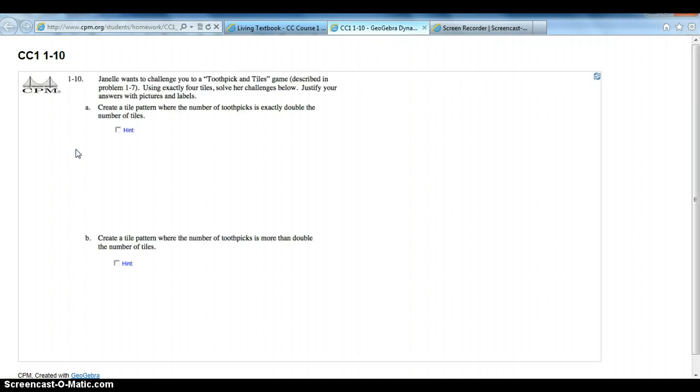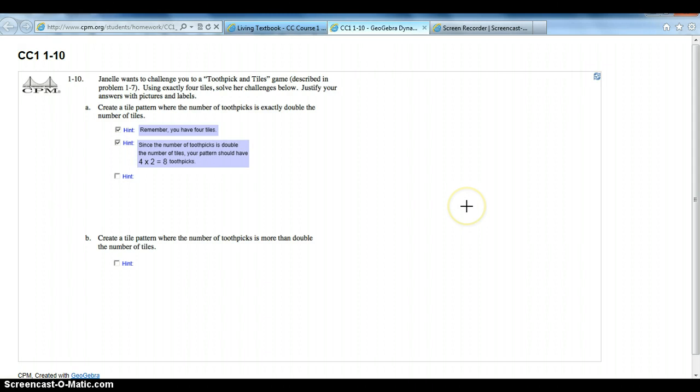Now this help goes in different levels. You'll see 110A and 110B. You'll see both of the questions. So here you go. You see 110A, where it's asking you, like it was before, to create a tile pattern where the number of toothpicks is exactly double the number of tiles. Here's your first hint. Remember that you have 4 tiles.